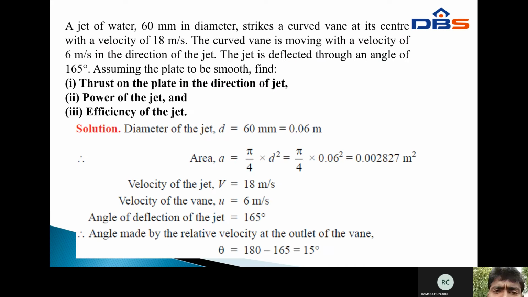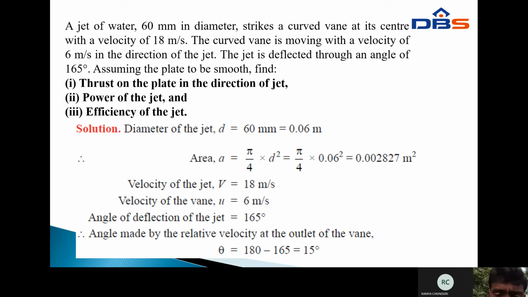Next, a small problem on this equation. A jet of water 60 mm in diameter strikes a curved vane at its center with a velocity of 18 meters per second. The curved vane is moving with a velocity of 6 meters per second in the direction of the jet. The jet is deflected through an angle of 165 degrees, assuming the plate is smooth. Find the thrust on the plate in the direction of the jet, the power of the jet, and the efficiency of the jet. These three values are calculated using the given data.